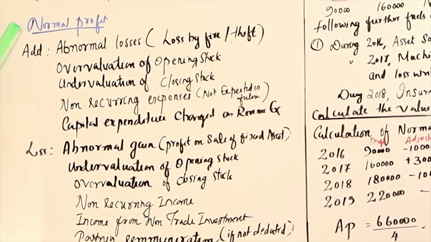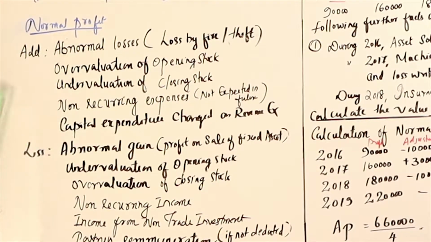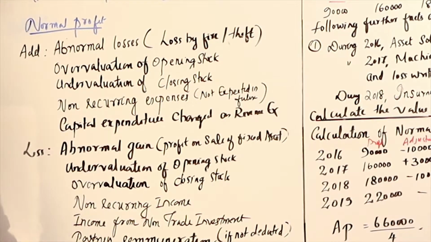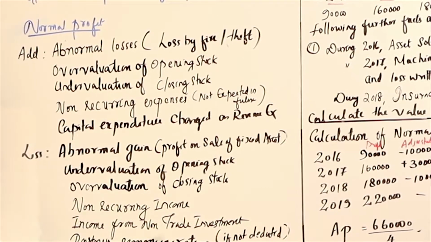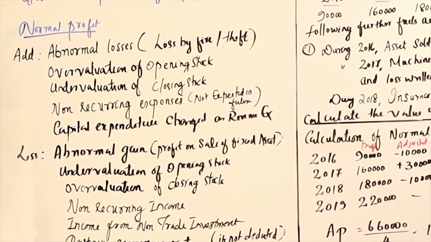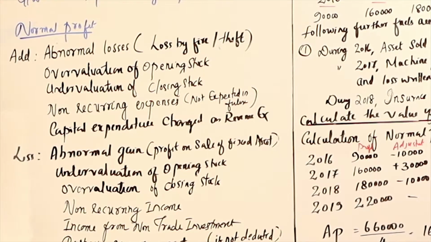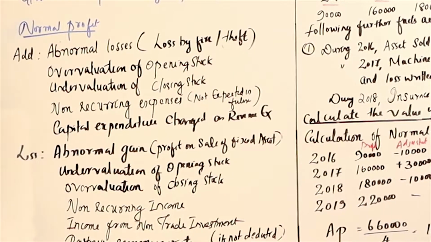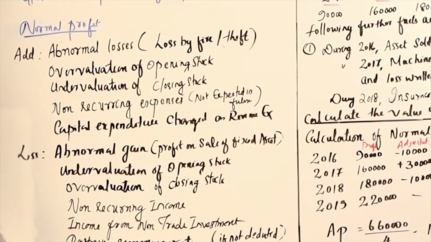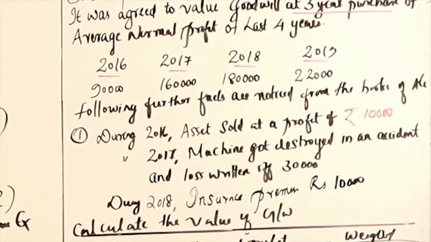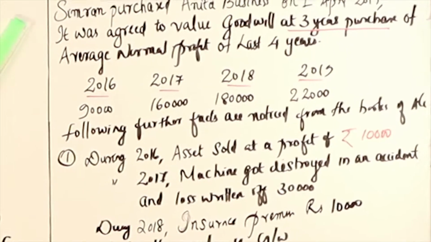So how to calculate normal profit? These items you have to add and these items you have to subtract, then you will get normal profit. Then take the total of normal profit divided by number of years, then you will get average profit. Goodwill is equal to average profit into number of years purchase. Let me explain one question.